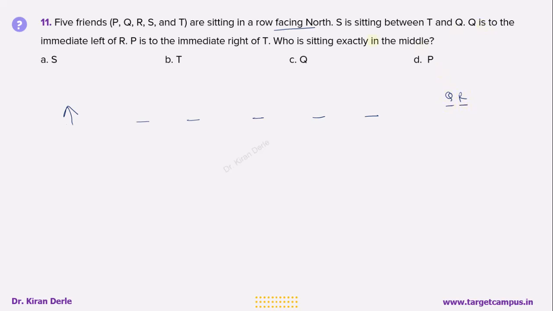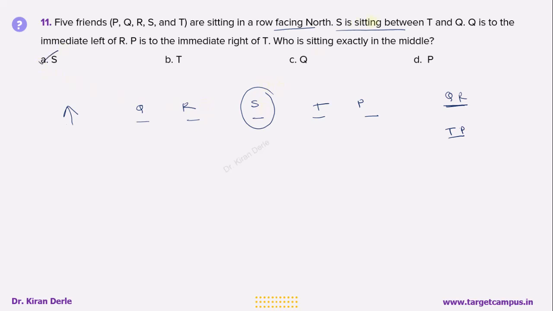P is to the immediate right of T, so these two should be together, and these two should be together. And what is given to us? S is sitting between T and Q. So TP must be here, QR can be here, and S is here, right? So who is sitting exactly in the middle? S is. Fine. I hope you understood this, right?